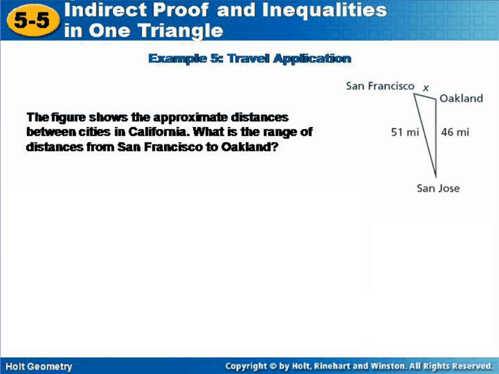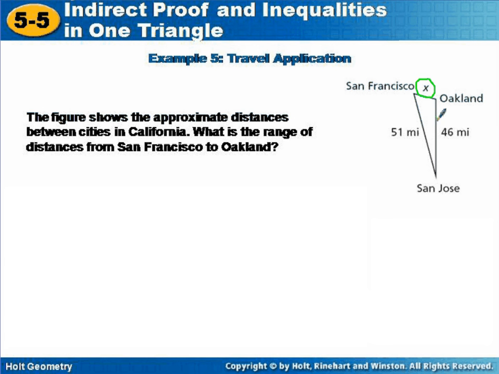Now we have one last question. We can go from San Francisco to San Jose, Oakland to San Jose, and San Francisco to Oakland. The distance from San Francisco to San Jose is 51. The distance from Oakland to San Jose is 46. And they want to know what are possible lengths, possible distances you can have from San Francisco to Oakland.